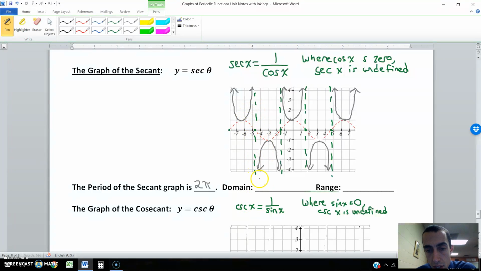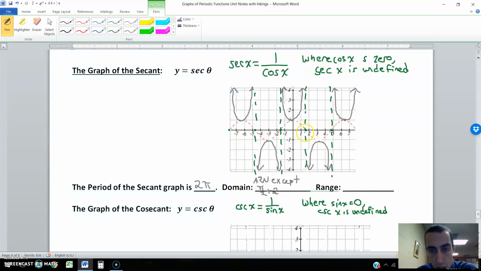Next for the domain. The domain is going to include all real numbers, but we've got these asymptotes going on, which prevents x values from happening in those locations. So it's going to be all real numbers, except pi over 2, 5 pi over 2, and 9 pi over 2, and so forth. It's going to be all real numbers except pi over 2 plus all the multiples of 2 pi. Actually, check that.